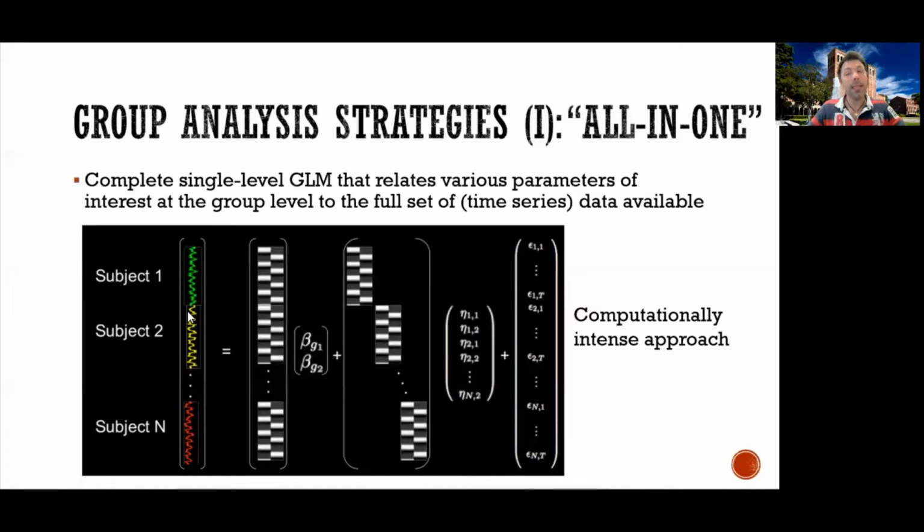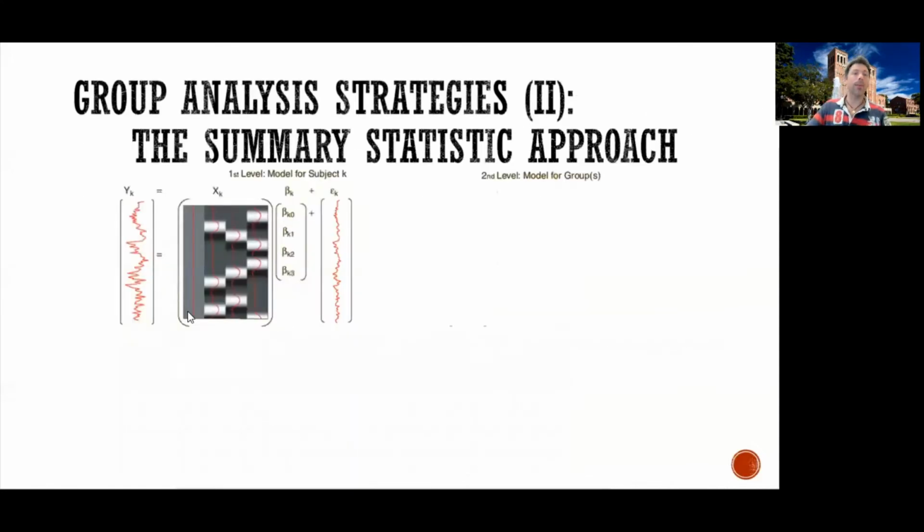And that's why this is not what we typically do in fMRI. What we do in fMRI is something different. What we do in fMRI is what we refer to as the Summary Statistic Approach. And it goes something like this. Let's take, this is our first level analysis, what we did last week.